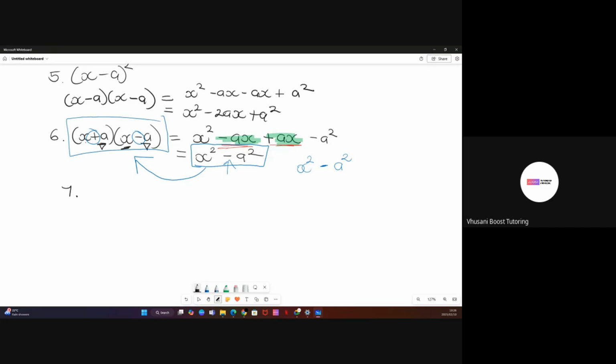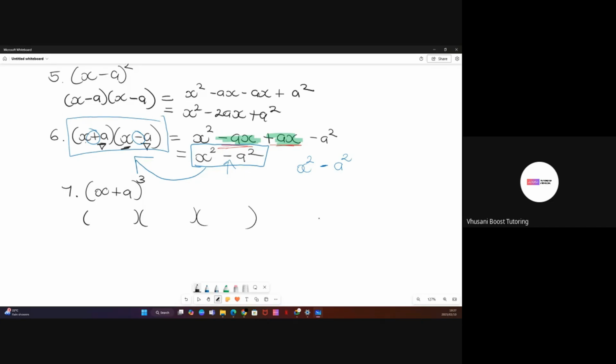Okay, so the next one, we have a cube of a sum. Cube of a sum is the one where they say x plus a to the power of 3. A lot of people don't really like these ones, but they are actually quite simple. All you have to do is just open 3 brackets.